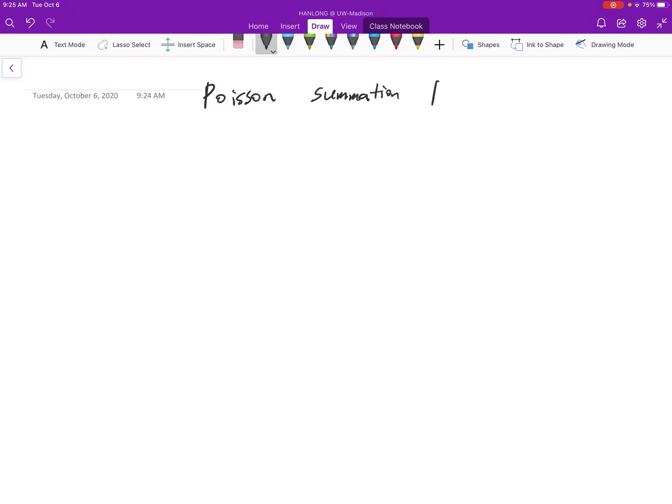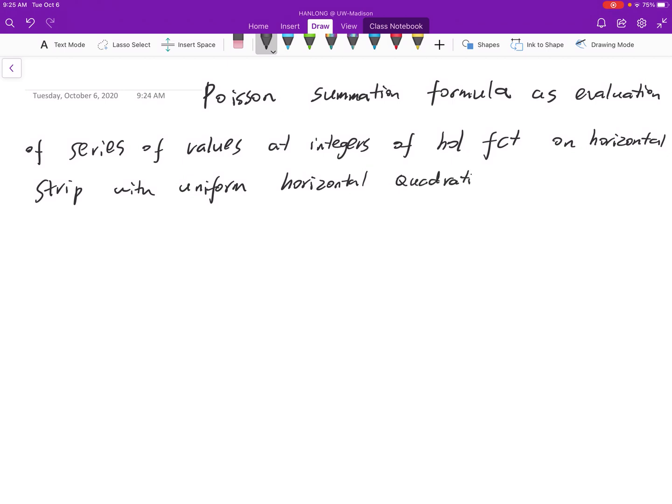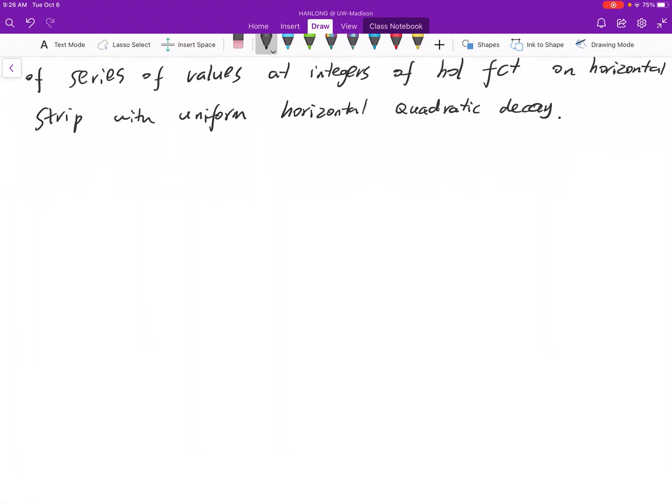Formula as evaluation of series of values at integers of a holomorphic function on a horizontal strip with uniform horizontal quadratic decay.